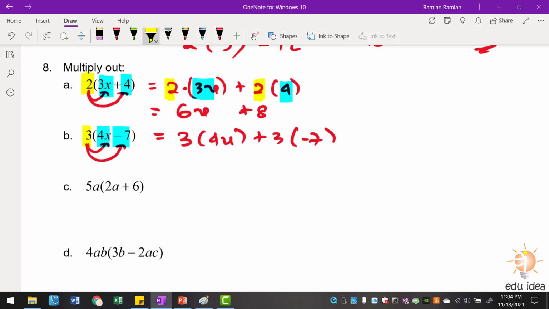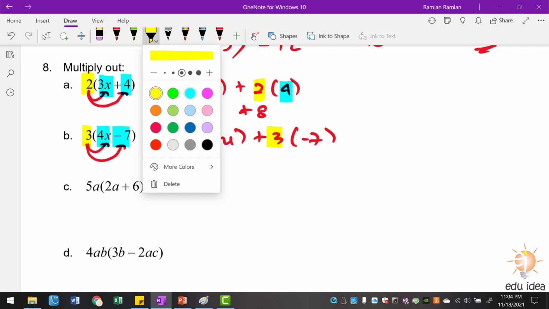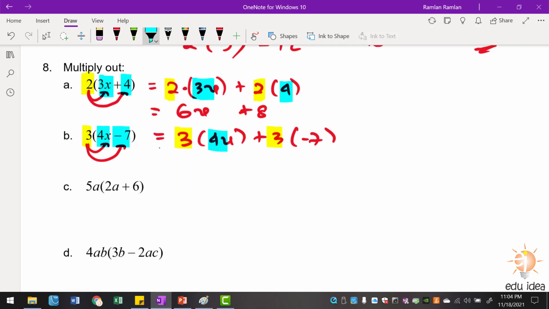So basically you're multiplying this 3 by 4x and minus 7, right? So you get 3 times 4x is 12x, and 3 times minus 7 is minus 21. Okay, so you don't really need to write this down if you don't want to, right?